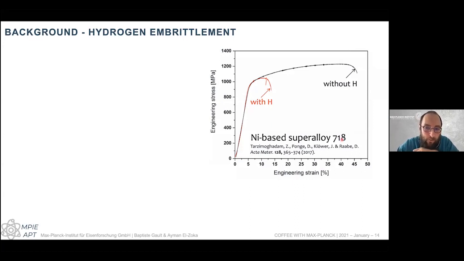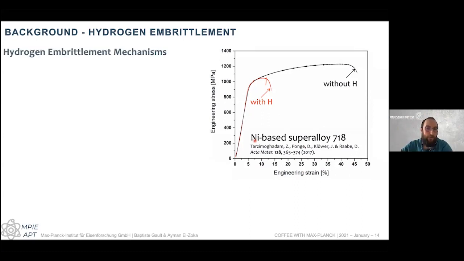So if you take a nickel-based superalloy again and you pull on a small piece of material until it breaks, you can deform it about 45%, and you have to pull very hard before it will actually break. And if you put hydrogen in and do the same test, instead of deforming it 45%, you will only deform it 10% before it breaks down.